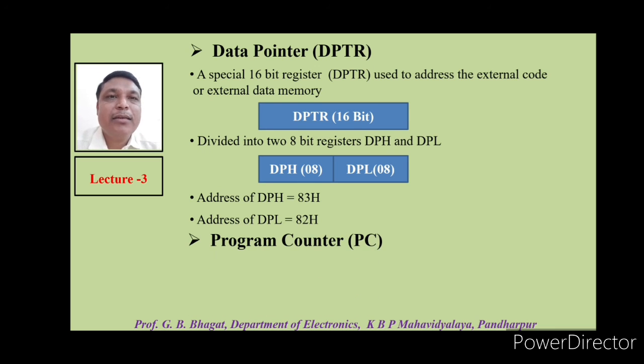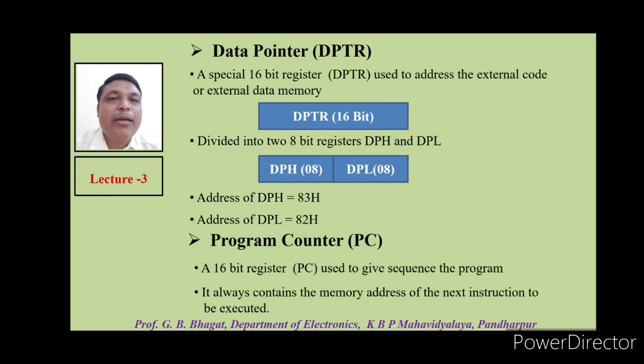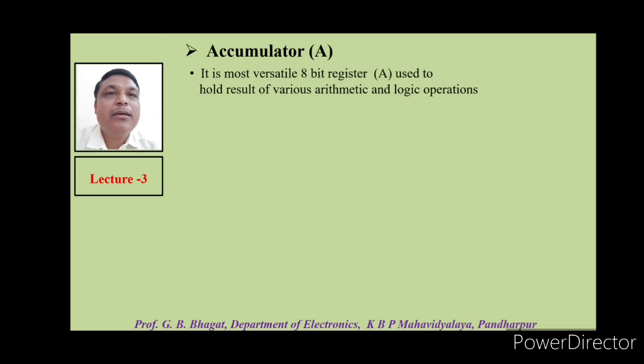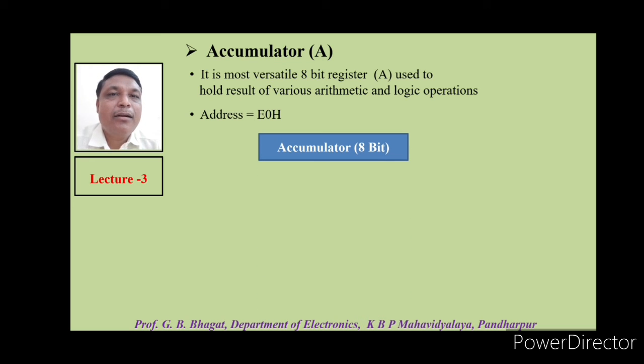Next, let us see the program counter of 8051. It is a 16-bit register denoted as PC, and it is used to give proper sequence to the program. It always contains the memory address of the next instruction to be executed. The next SFR is the accumulator. The accumulator is one of the most versatile 8-bit registers, used to hold the result of various arithmetic as well as logic operations. The address of the accumulator is E0H.